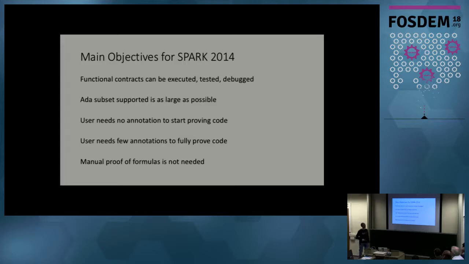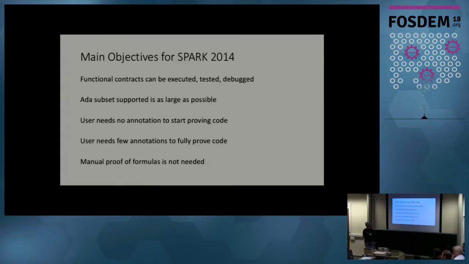User needs no annotation to start proving code. So there are various levels at which you can say proving code. I'm using it here in a large sense, so giving guarantees on the code, whether it's by flow analysis or by proof. And in the booklet that you will find here, on the far side on the right in my first slide, the booklet that we wrote with Thales, we have defined five levels of different analysis or proof achievements that you can reach. And so at the lowest level, you shouldn't have to work too much. You should be able to just have a program that fits into the subset and start running the tool.